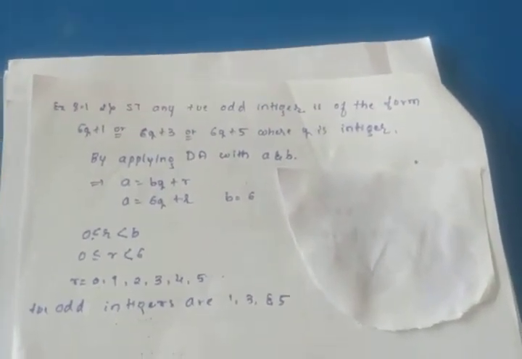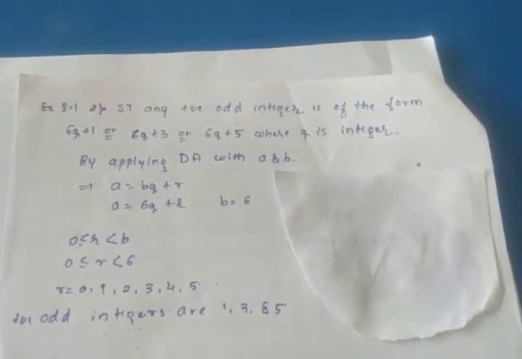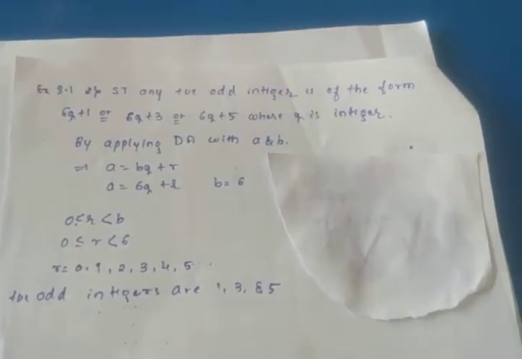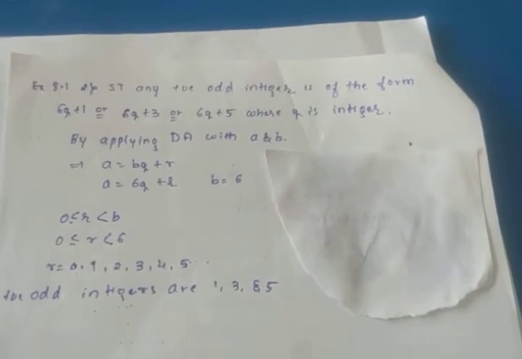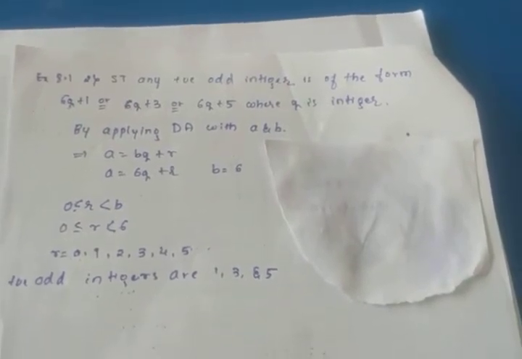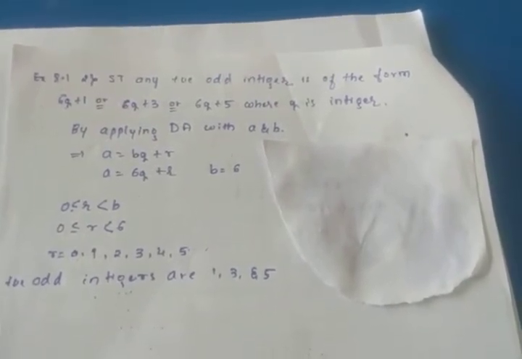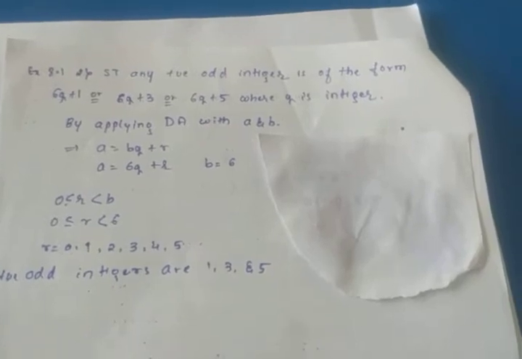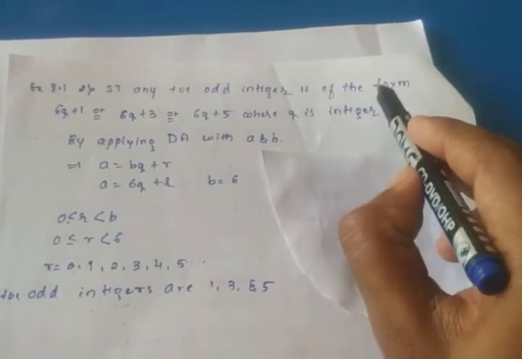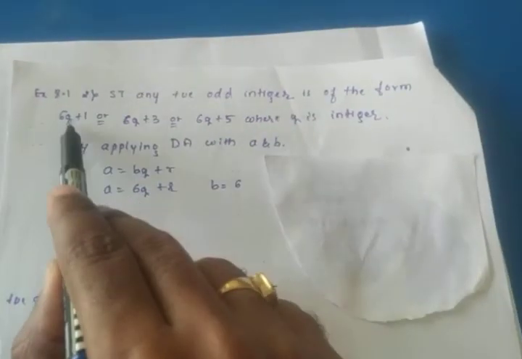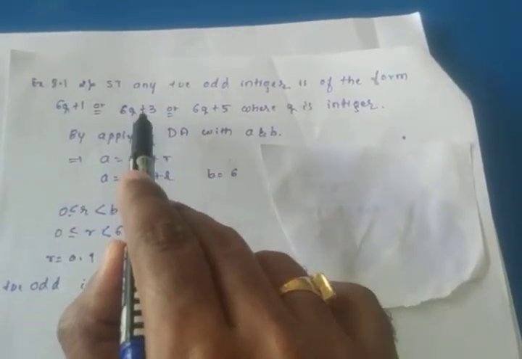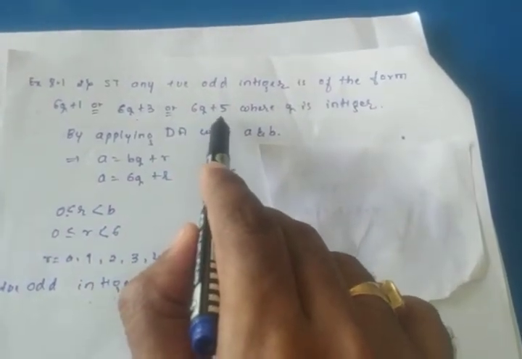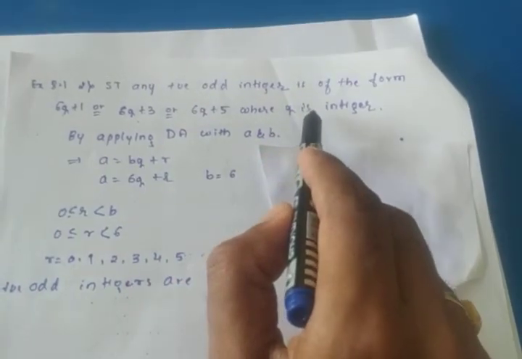For the next example, from exercise 8.1, the second question is: show that any positive odd integer is of the form 6q + 1 or 6q + 3 or 6q + 5, where q is an integer. So let's see, it is in the form of 6q + 1 or 6q + 3 or 6q + 5, where q is an integer.